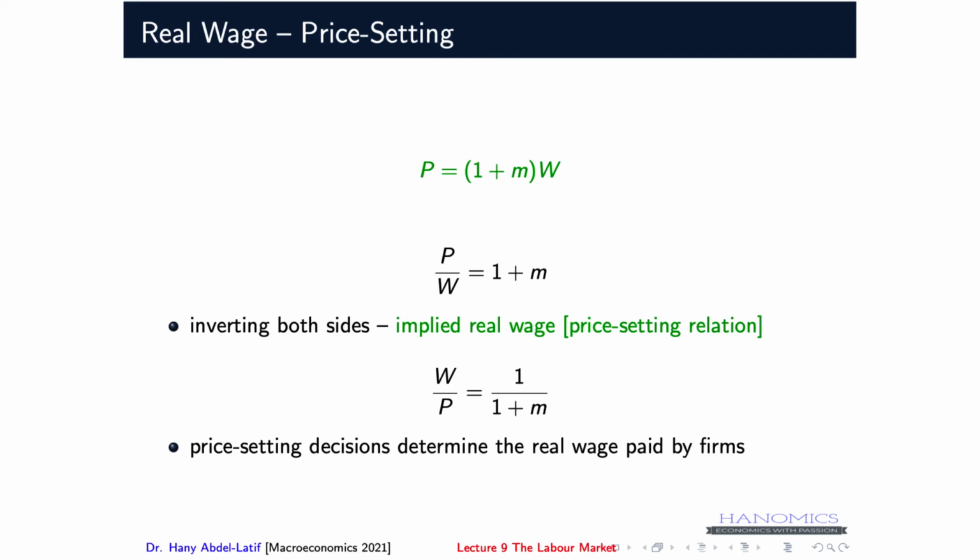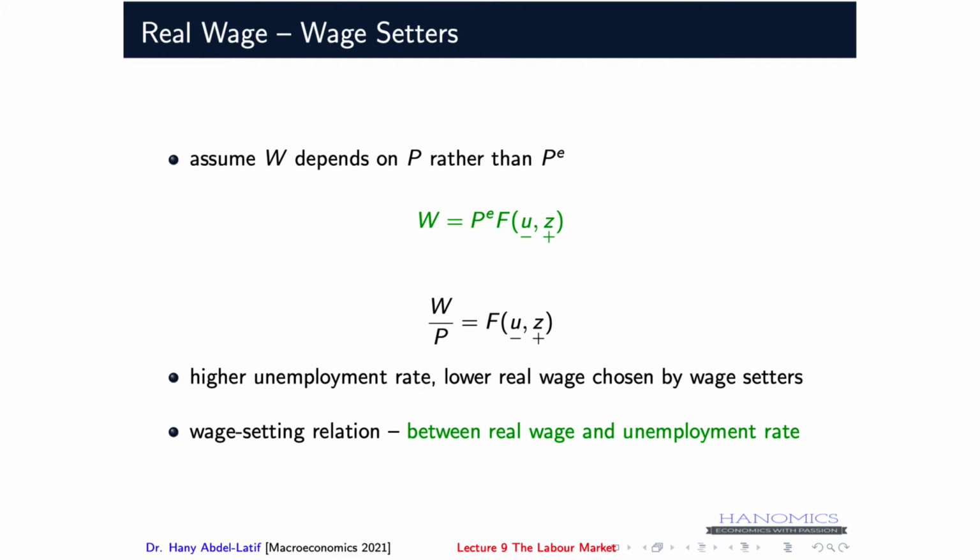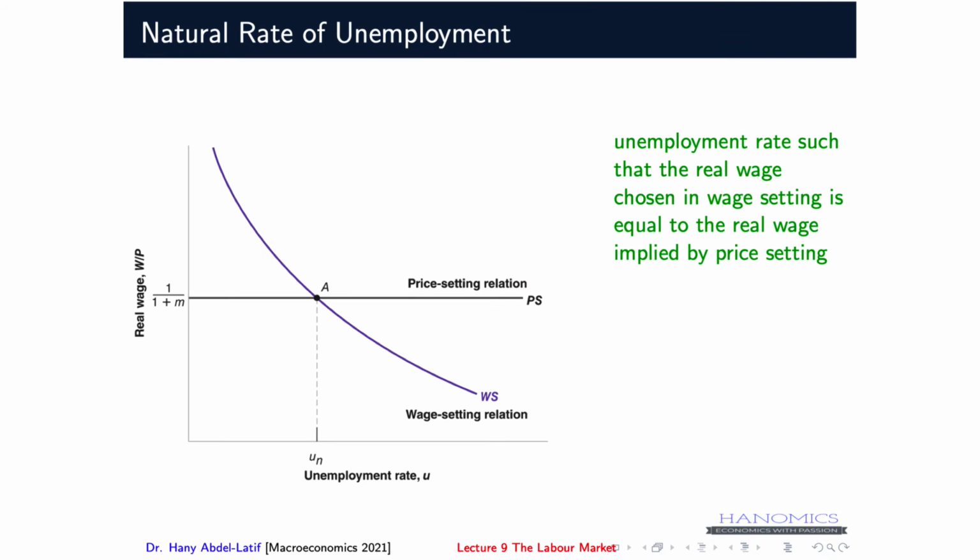So from here, we can find the equilibrium real wage, where these two meet together. So again, look at what we have here. From the price setting relation, this is W over P equals 1 over 1 plus M. From the wage setting relation, we have W over P, or real wage, depends on the unemployment rate and the variable that we talked about, that catches all other variables. So from here you could have this relation, which is the wage.